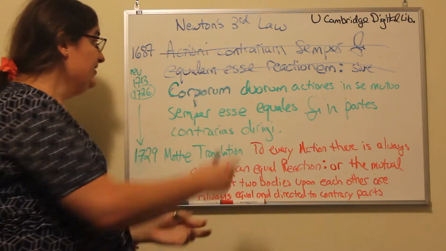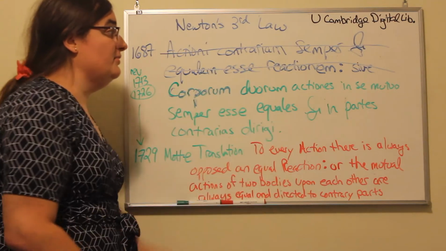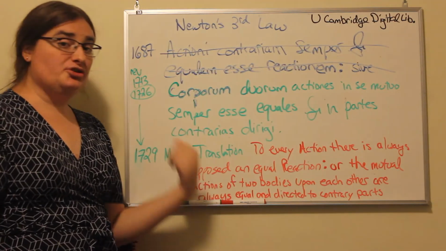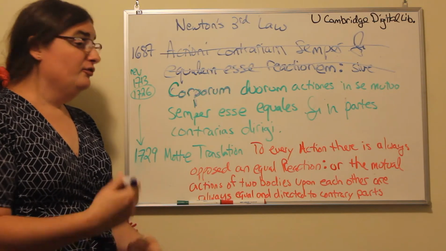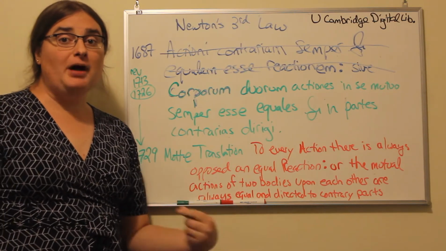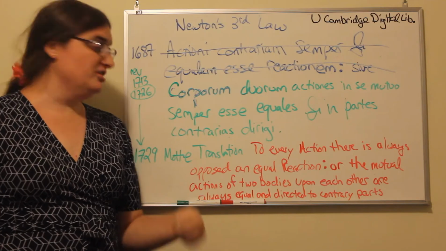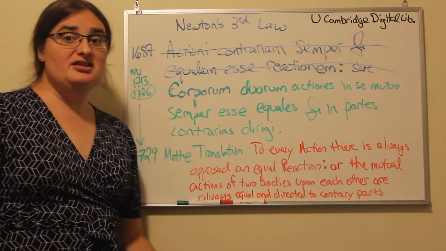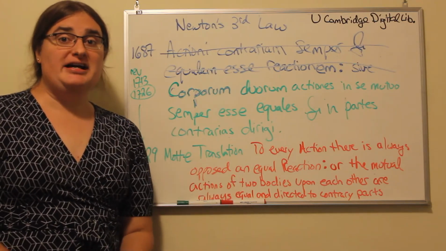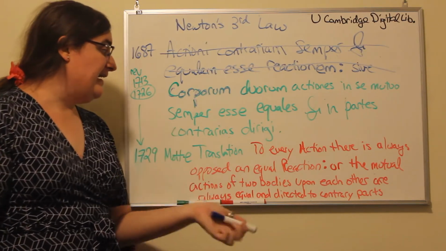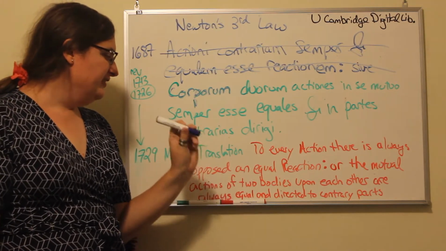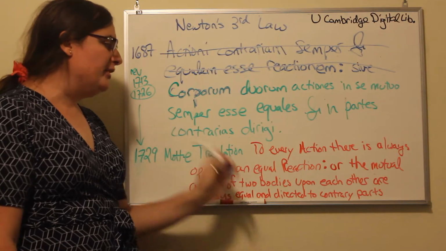Now, this jumble of a statement without the scratch out was translated into English by Andrew Motte for his brother Benjamin Motte, who published the first English edition of Newton's book in 1729, shortly after Isaac Newton died. And that got translated as, "To every action, there is always opposed an equal reaction."